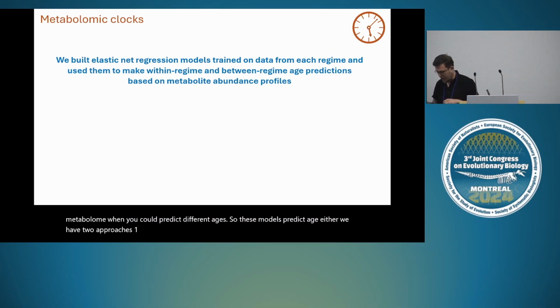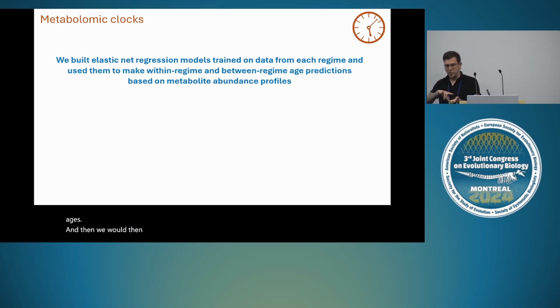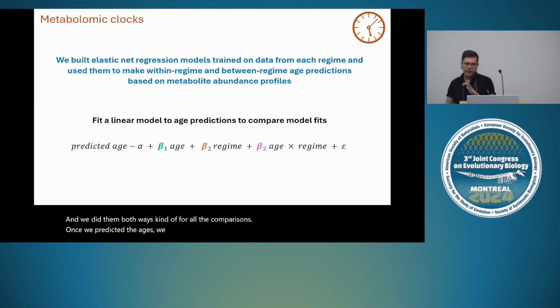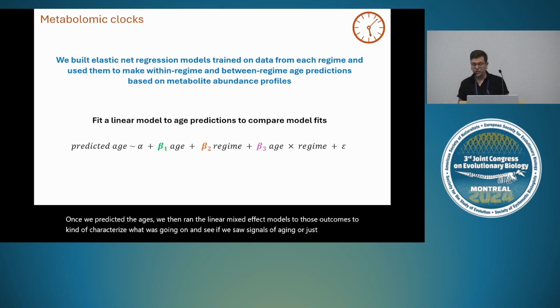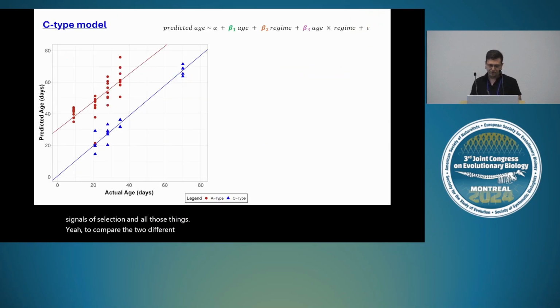So these models predict age, and we had 2 approaches. One was a within regime approach where you would take, say, the C-type metabolomes and train a model on that to predict other C-type ages, and then we would do a cross regime approach where we'd use the C types to predict the A-type ages. And we did them both ways for all the comparisons. Once we predicted the ages, we then fit linear mixed effect models to those outcomes to characterize what was going on, to see if we saw signals of aging or just signals of selection, and to compare the 2 different model outcomes.